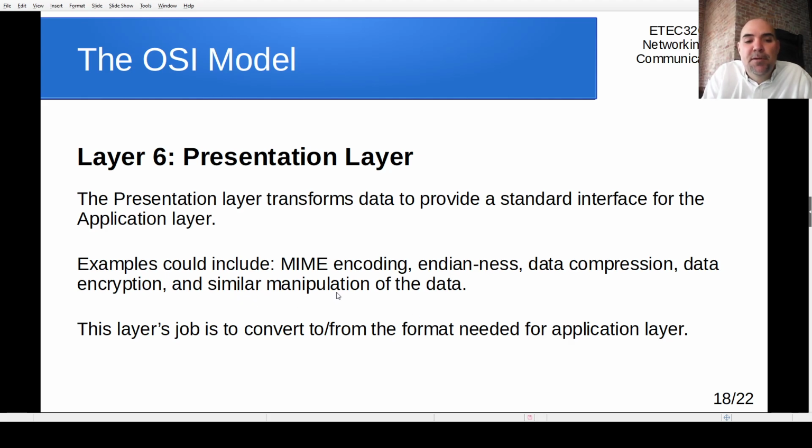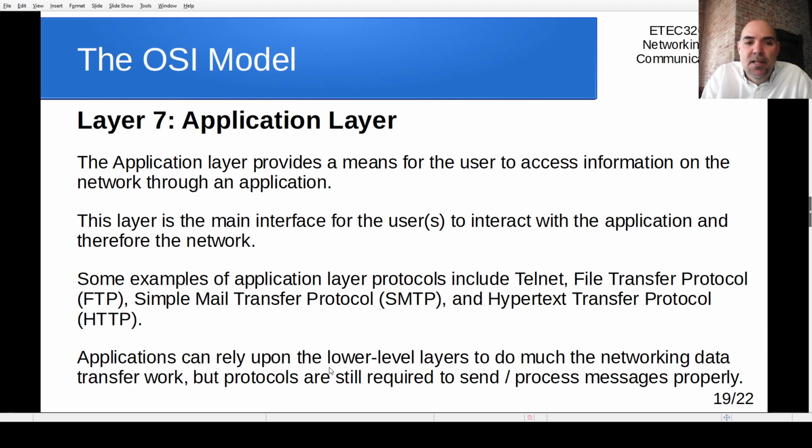So anything that's manipulating the data stream in some way could be considered presentation layer. In other words, that layer's job is to convert to and from the format needed for the application layer itself. And then finally, the application layer, that's providing a means for the application to access the network and send information through it.